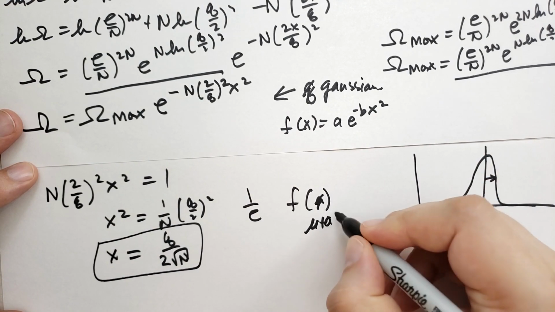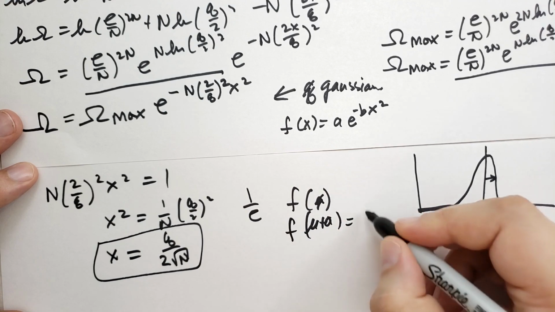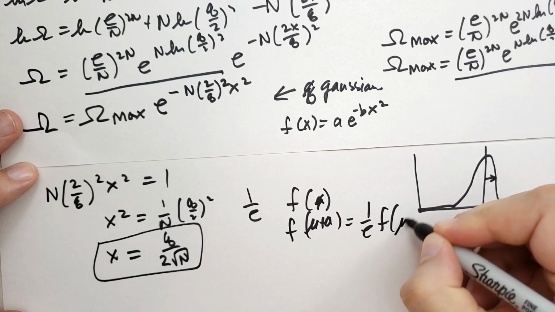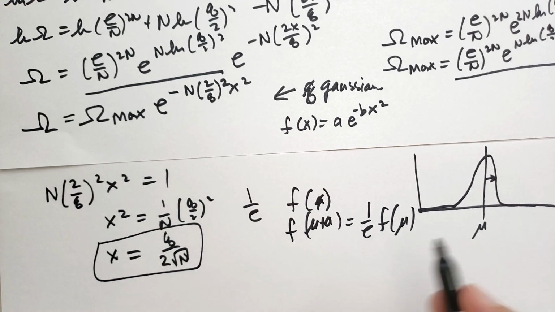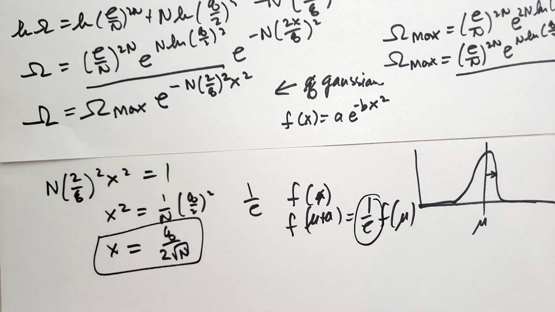Mu plus a is equal to 1 over e times f of mu. So it's just by deviating by this much, you're going to drop by 1 over e. So this factor of 1 over e.